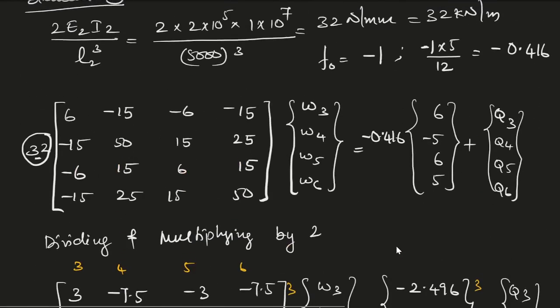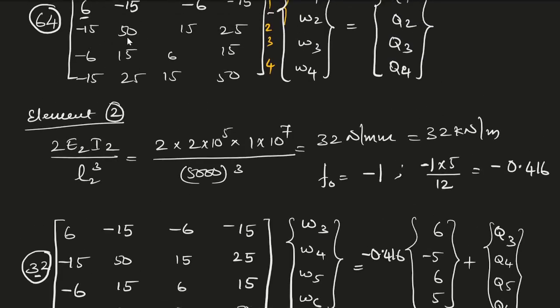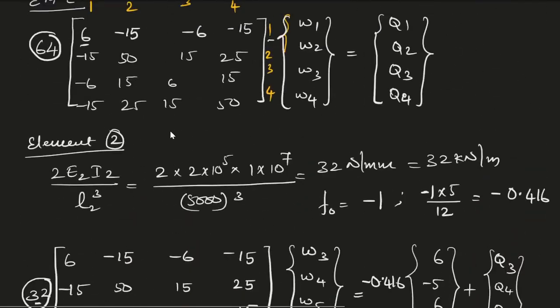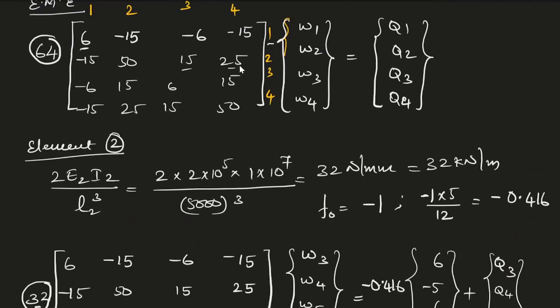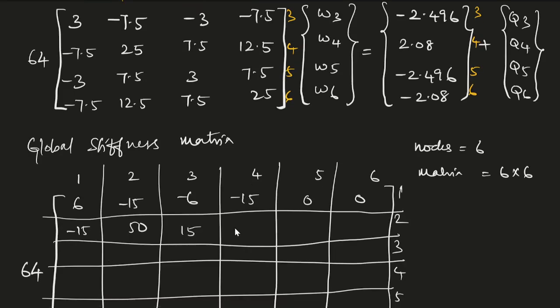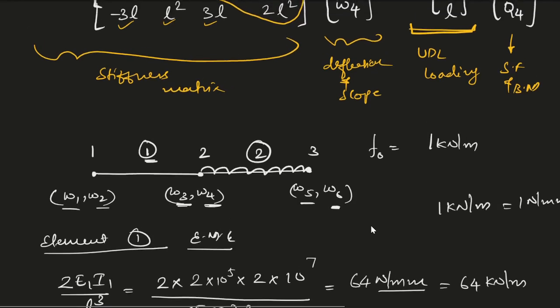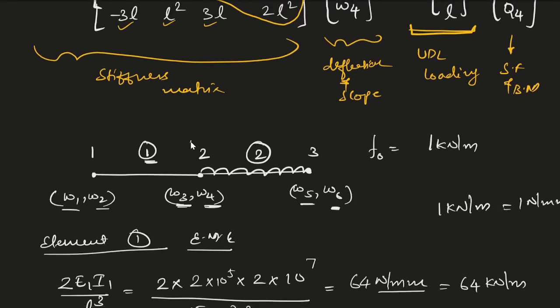So 2 comma 1 is minus 15, 50. Then 2 comma 3 and 2 comma 4 are 15 and 25. We don't have 2 comma 5, it is 0, and 2 comma 6 is also 0. Now 3. If you see the element, the second node is common for both the elements, right? So 3 comma 4 would be common for both the elements, so we have to add these. The rest will be the same as it is, but here we have the second node as common, so 3 comma 4 we have to add.